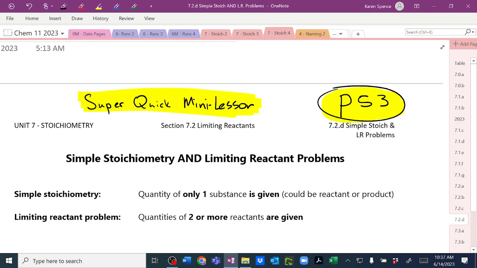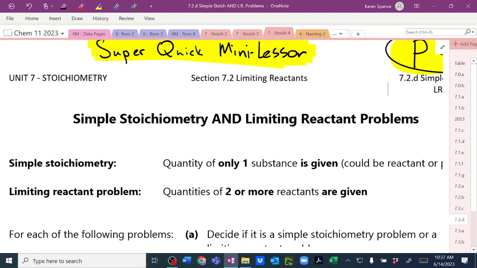And sometimes people get confused because they're like, I don't know which one I'm doing. And they won't realize they need to do limiting reactant when they actually do. So here's how you can tell. In a simple stoichiometry, only one substance will be given to you. It'll be like, I have this many grams of X, okay?